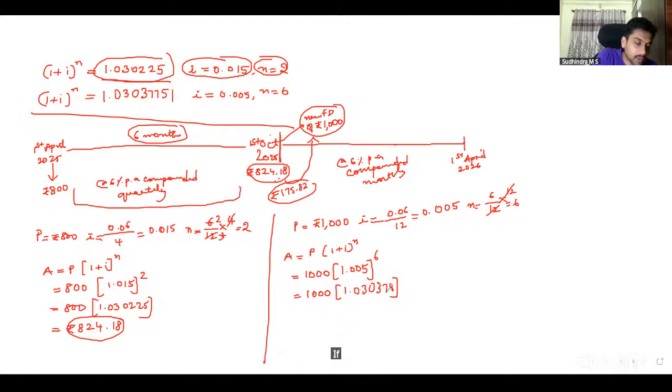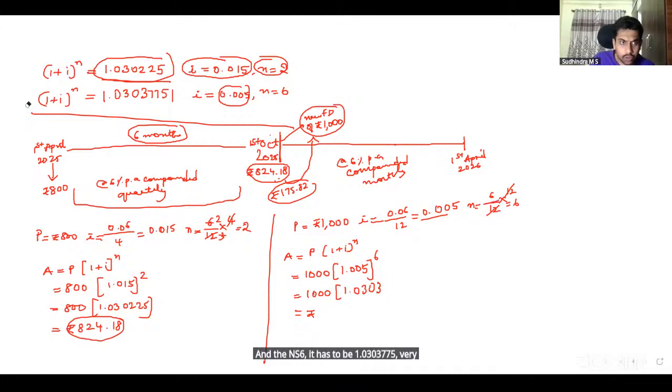If I multiply this by 1000, Sir, we have to take what is given, right? Yes, they have given us 1.030775. Yes, for i as 0.005 and n as 6, it has to be 1.0303775. Very good, Bhargavi. So 0.0303775, that gives me how much? 1030.38. Correct? Yes, sir. This is the maturity amount that he gets.